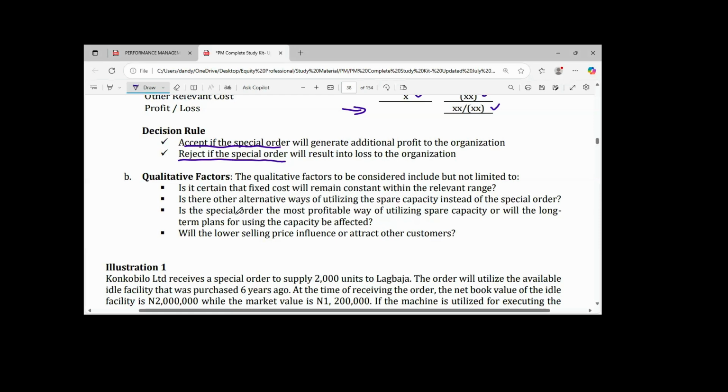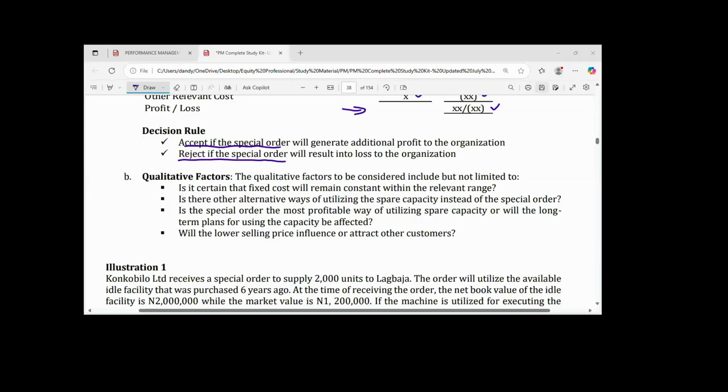Now, like I mentioned to you, if in the question you are not given a selling price or sales value, it may well be that the examiner wants you to determine the minimum price to quote for the special order. That is, just calculate the relevant cost for the special order. Yes, that is as per the qualitative factors. So the next thing we want to do now is to have illustrations.